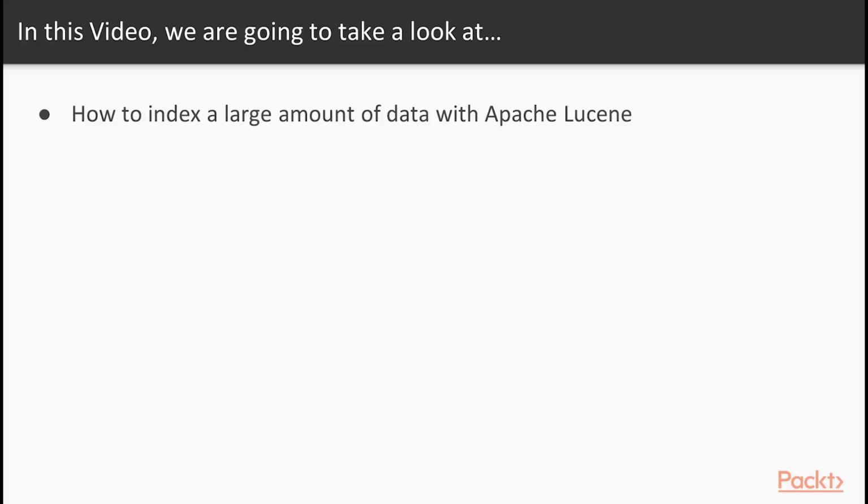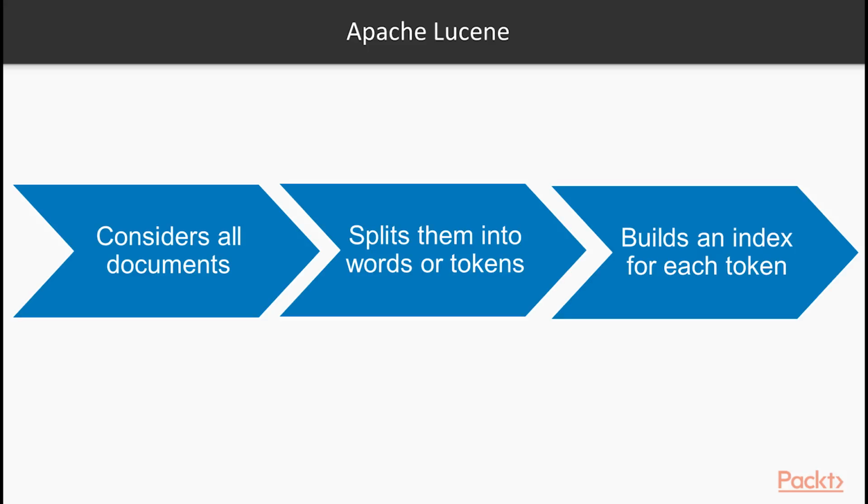Indexing is the first step for searching data fast. In this video, we will demonstrate how to index a large amount of data with Apache Lucene. In action, Lucene uses an inverted full-text index. In other words, it considers all documents, splits them into words or tokens, and then builds an index for each token so that it knows in advance exactly which document to look for if a term is searched.